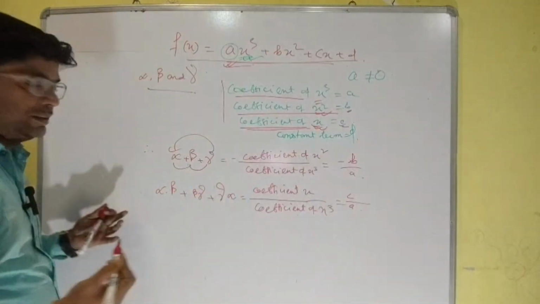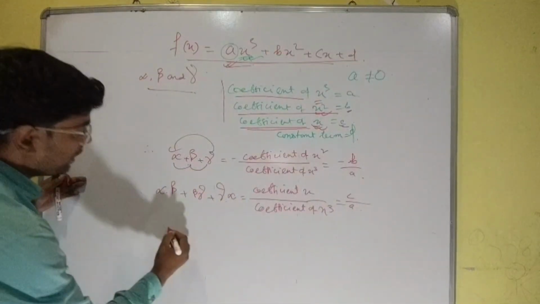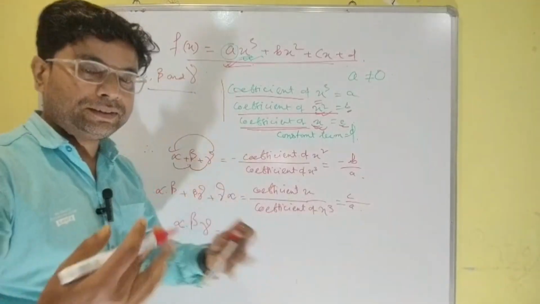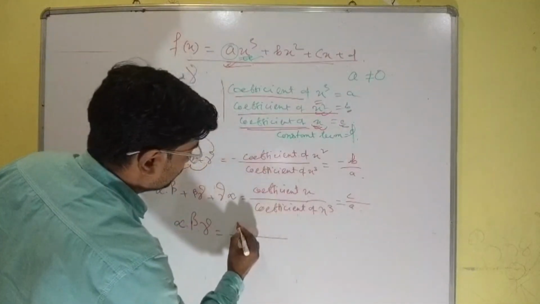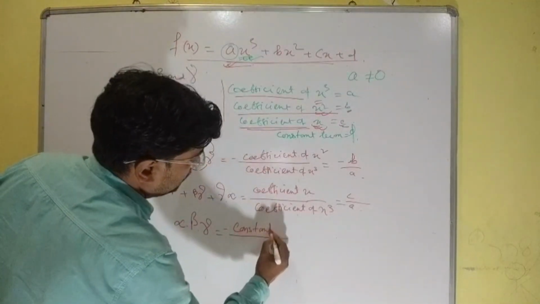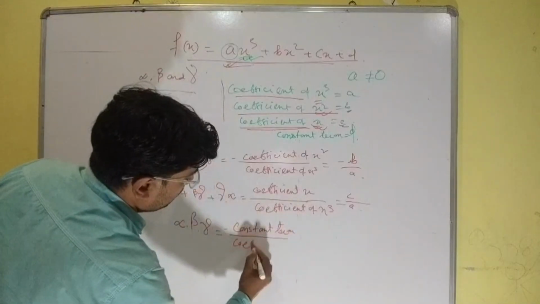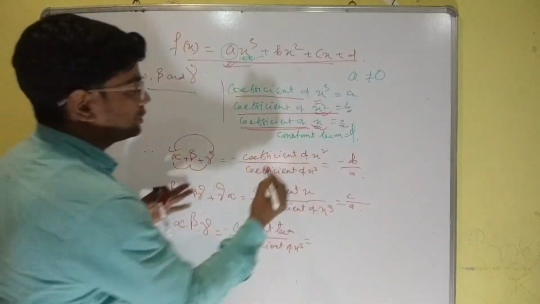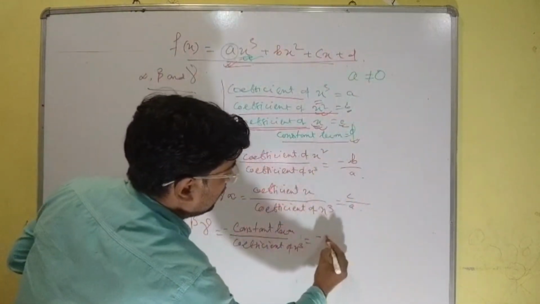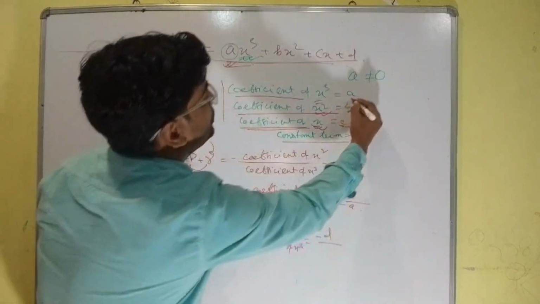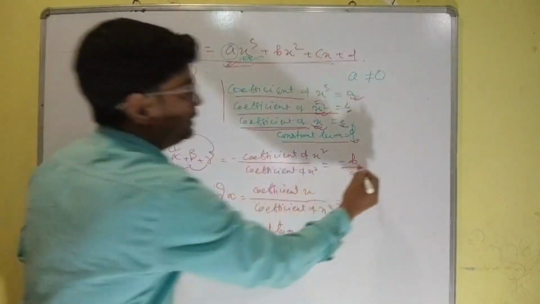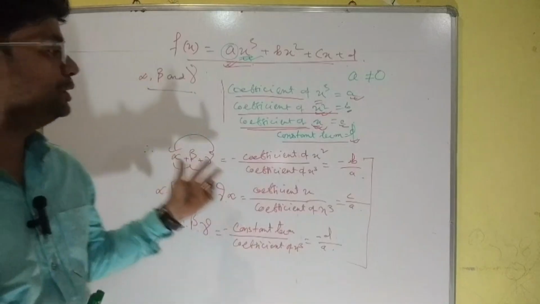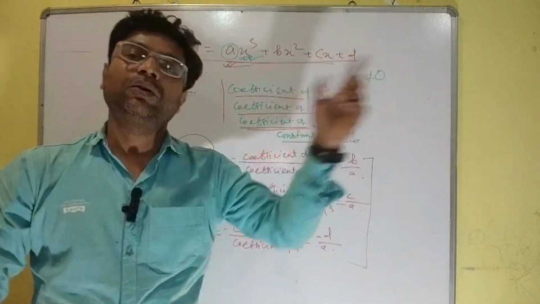Clear? And next, I will observe the third relation, that is the product of the zeros, alpha into beta into gamma, which is equal to minus the constant term divided by the coefficient of x cube. Now see, the constant term is d, so minus d divided by the coefficient of x cube, which is a. This is the relation between the zeros and the coefficients of x cube, x square, x and the constant term.